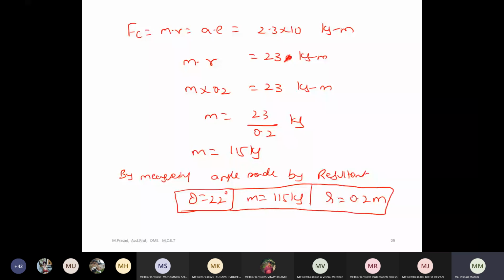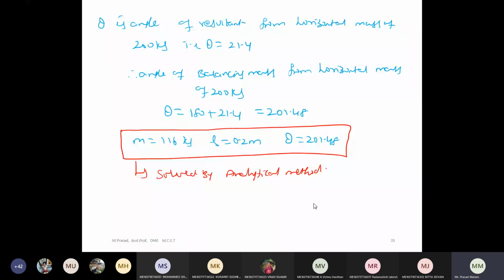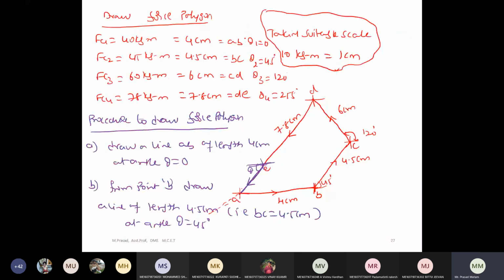The same we will compare with the analytical method. In the analytical method, we are getting mass equal to 116 kg. Radius of rotation is already given. Angle theta is 21.4 degrees. Okay, the same solution I am getting from the graphical method also. So with this, I will wind up this problem.